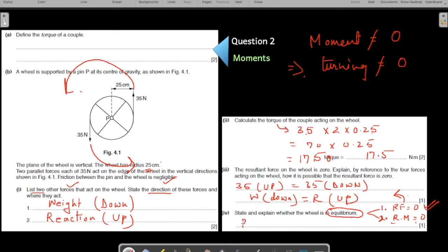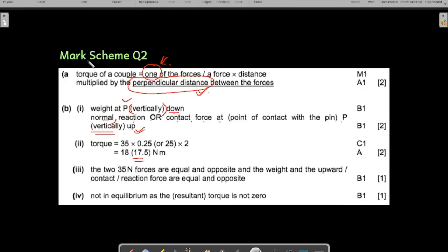So what do you say? That the resultant moment is not equal to 0. Why? Because you see turning is happening. Right? That's how you write your answer. Resultant moment is not 0. Therefore, the wheel is not in equilibrium. You see with your own eyes that the wheel is turning anti-clockwise. The 2 forces are turning it anti-clockwise. So therefore, the wheel is not in equilibrium. So that's how you explain the working of it. Not in equilibrium, as the resultant torque is not 0.